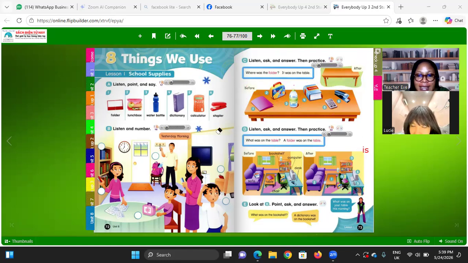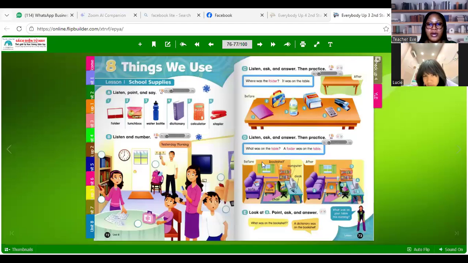All right, so now let's listen to the audio in part D. Listen carefully to the audio. Page 73. D. Listen. Can you hear the sound? Lucie? Yes. Okay. Ask, and answer.